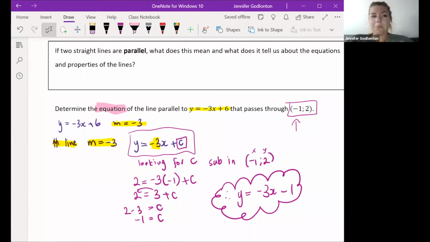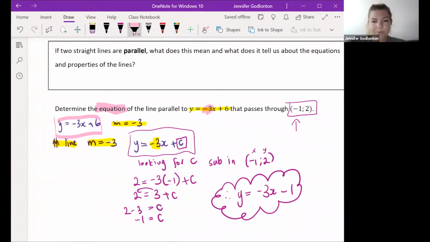I still have a new question. What happened to the number 6? Okay, so this equation over here, we don't need it anymore. The only reason we needed that equation was to find the gradient, because our gradients were parallel, which means our gradients were the same. So the rest of that equation we didn't need. Okay, ma'am. Thank you. Sure.